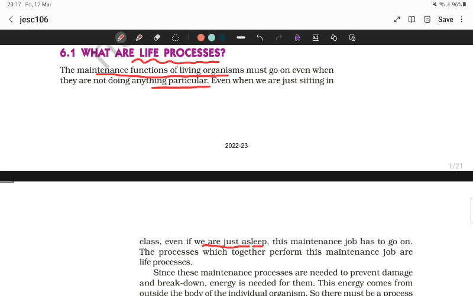If we have just consumed food, the energy production, the digestion, the transportation, the waste production and removal of the waste do not stop even if we are asleep. So physically, in external form, we may not be showing any kind of movement, but internally all the processes are going on in a very orderly way.